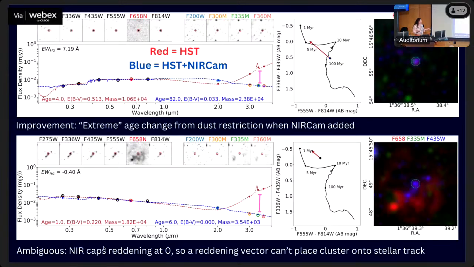So we have a lot of clusters in this category, and I would be happy to talk about those with people. This is maybe showing that the stellar model we're using, the Bruzual and Charlot 2003 model, maybe has some weaknesses in this first 10 million years.